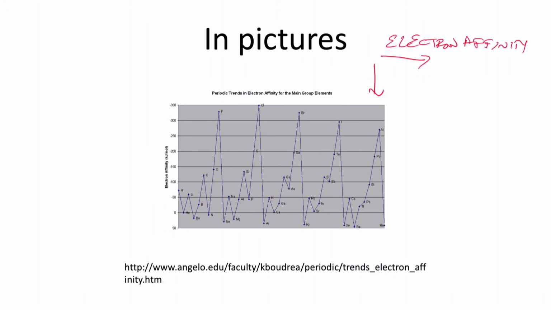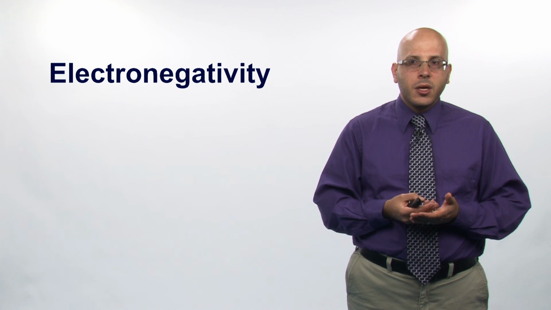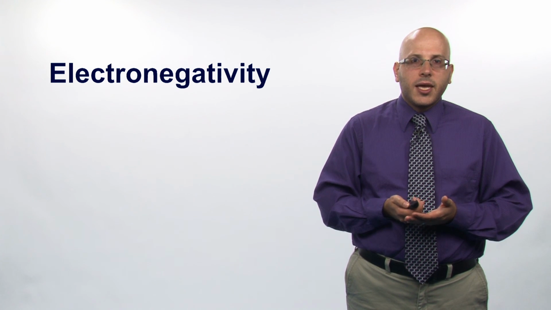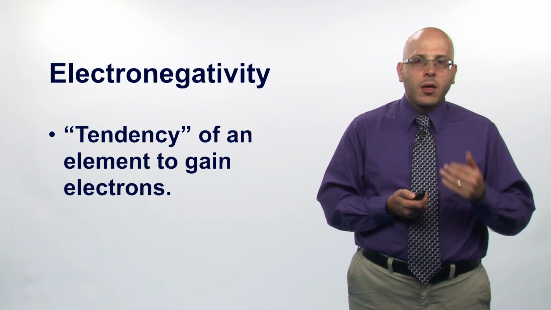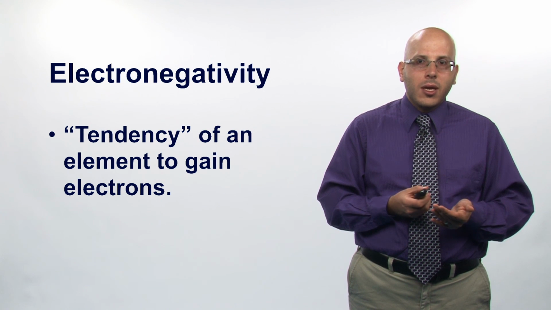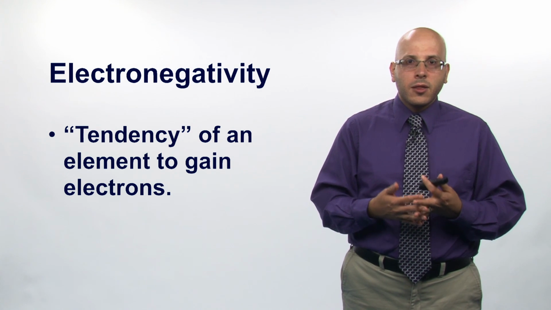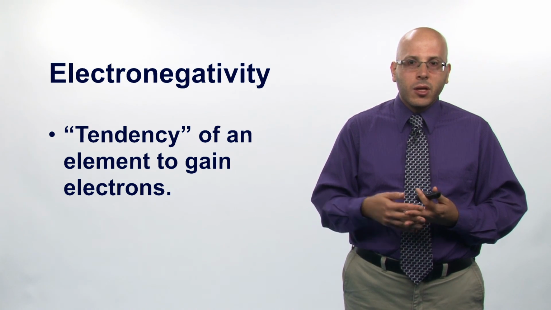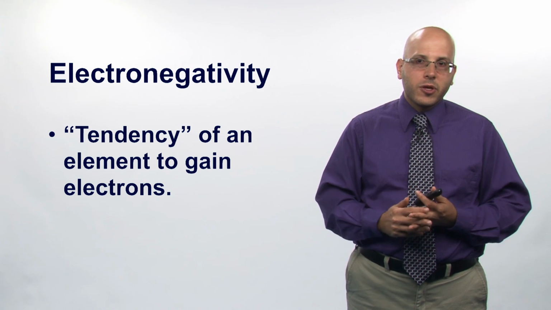Okay, so the next thing that I want to tell you about is electronegativity. You can think of electronegativity as a tendency to gain electrons. Okay, and so this is related to both ionization energy and electron affinity. Okay, and actually there are different equations that different people came up with, like Pauling and Millikan, to come up with a scale for electronegativities.